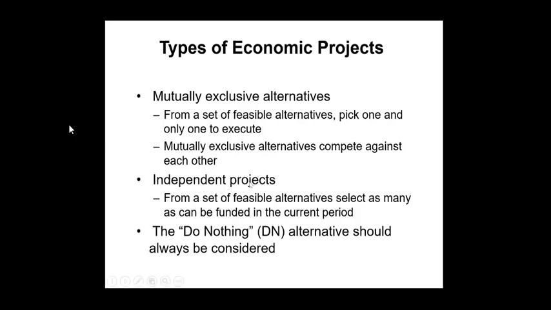Independent projects or independent alternatives, là dự án độc lập hoặc là phương án độc lập. From a set of feasible alternatives, select as many as can be funded in the current period. Tức là đây là hai cái dạng bài toán cơ bản mà chúng ta phải gặp và chúng ta phải biết giải quyết. Cái dạng bài toán thứ nhất là dạng bài toán so sánh phương án loại trừ nhau, tức là khi có nhiều phương án khả thi thì chúng ta chỉ chọn một phương án thôi.